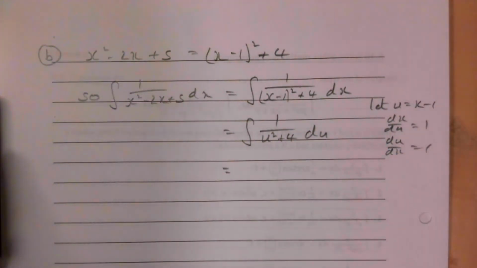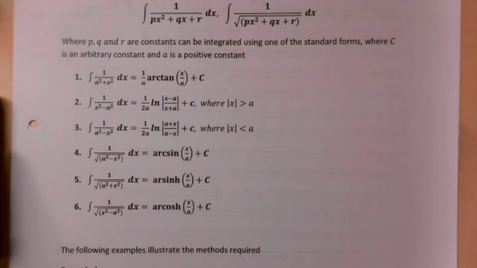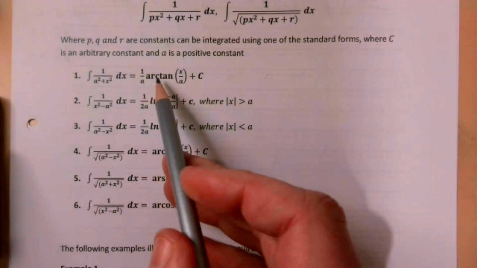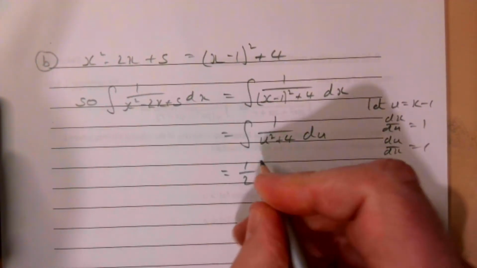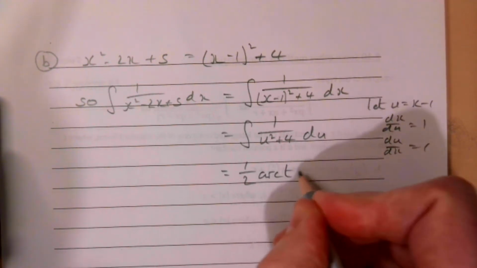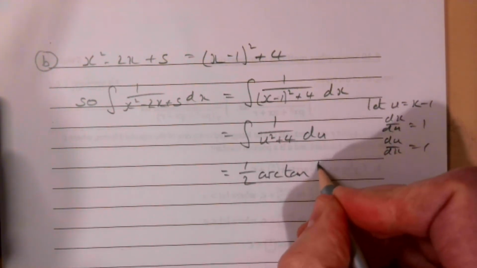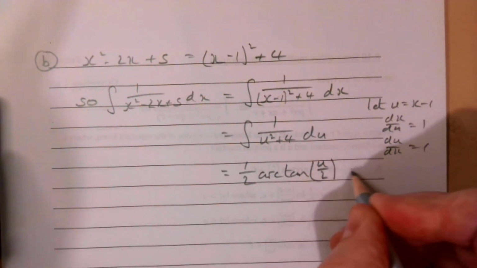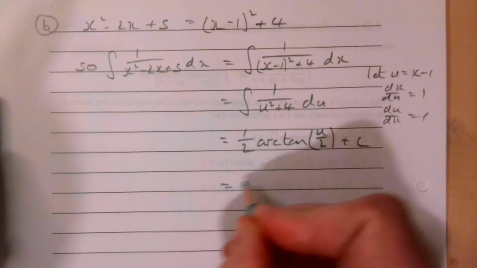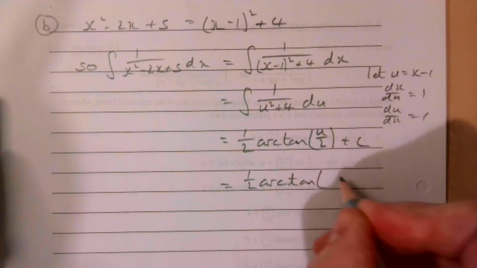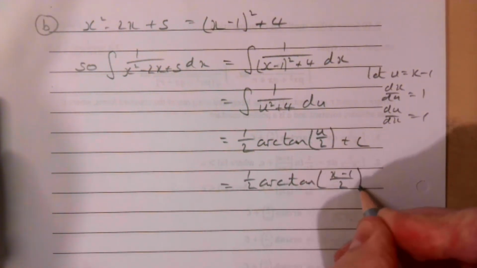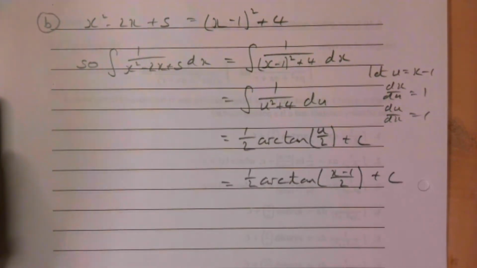That then again, if we look back, we're looking for an x squared plus something else squared. So what do we have here? X squared plus something else squared, so that's going to be an arctan of x over a. So let's take a look then at this. That would give us a half arctan u over 2 plus c, and we're a line away then, so that would be a half arctan x minus 1 over 2 plus c.